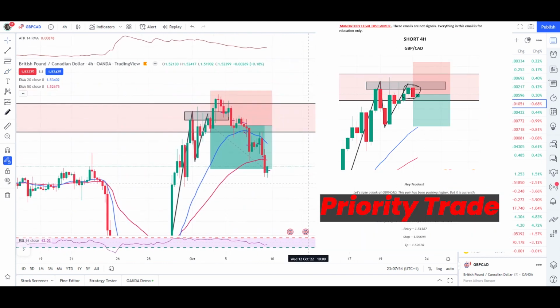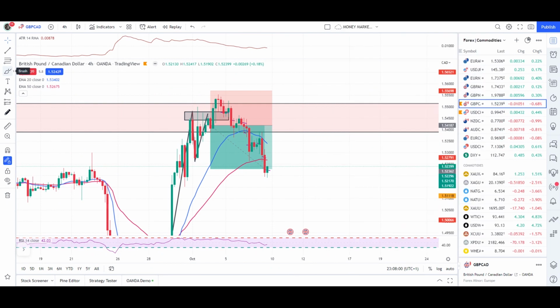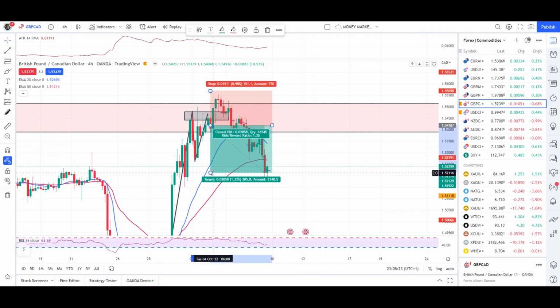This was a trade I sent in the priority group. This was a winning trade, and this was the only winning trade we got this week. I sent 3 trades in the group and 2 of them hit a stop loss and this one hit a take profit. As you can see, the initial target was 150 pips. I'm still managing this position, and I'm up 200 pips at this point.